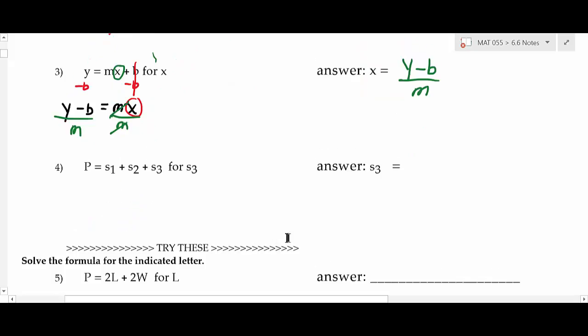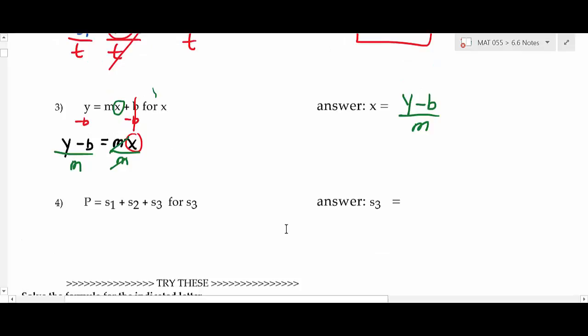Okay, let's look at this. Now, if you're going to study science, you're going to start seeing subscripted variables a lot. You see it a lot in all kinds of sciences. So that's just S1, S2, S3. Those all stand for different variables. We're going to solve for S3. Draw a circle around S3. Don't touch that. Leave it alone.